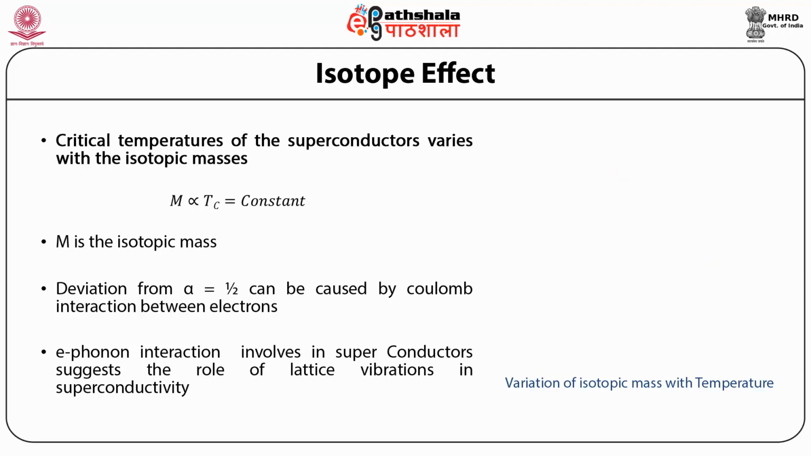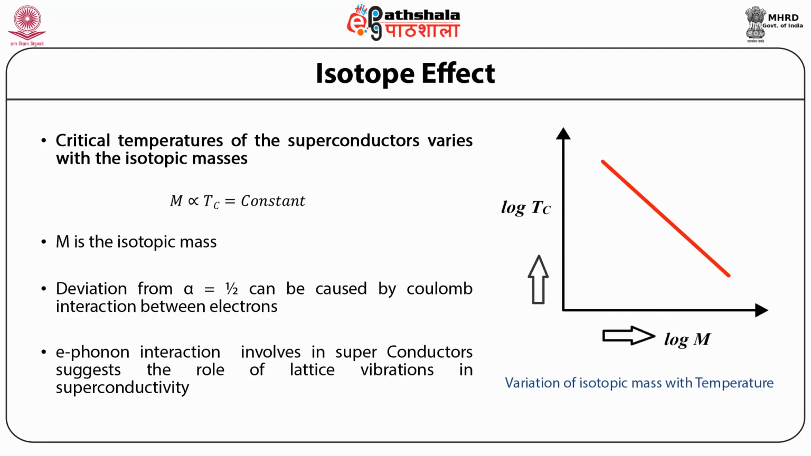So basically, this isotope effect makes it clear that the transition temperature varies with the mass of the isotope, or the average mass of the superconducting material. If we see the graphical variation of log Tc versus log m, there is a clear negative slope, so alpha is negative. This graphical variation clearly justifies that alpha is negative. As we mentioned, if there is a deviation of alpha, then it is linked with interaction between the electrons, and if we take the Debye temperature into consideration, then we have to take lattice vibration into consideration.